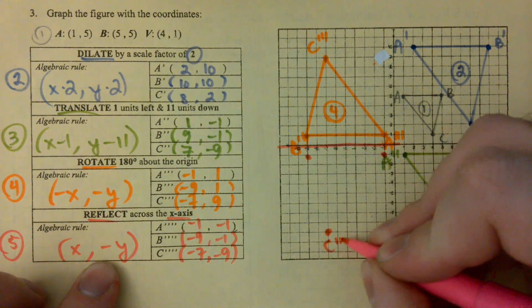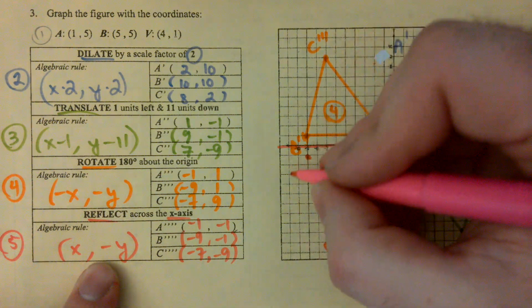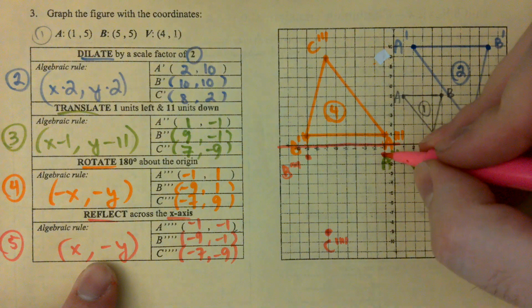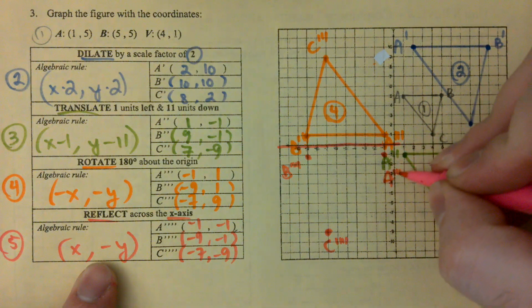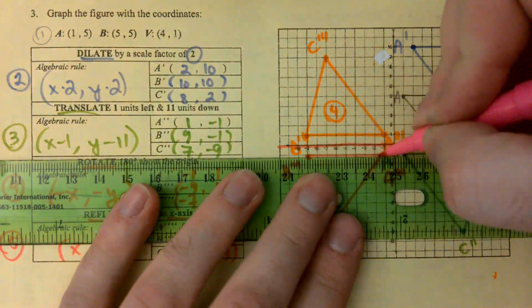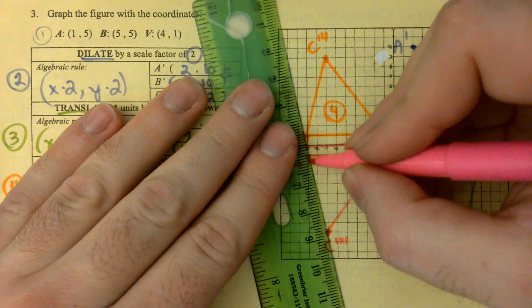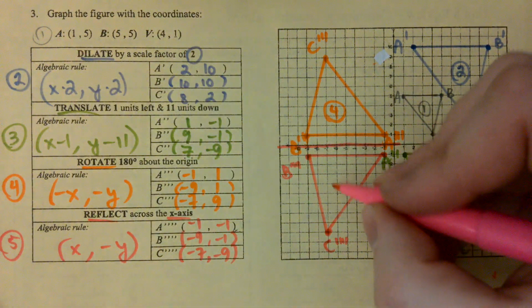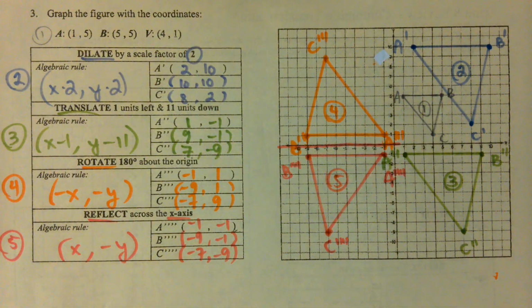There's C quadruple prime. B quadruple prime. And right here is A quadruple prime. It's kind of hard to see because I wrote my A double prime in the way, but hopefully you guys see what I did there. There we go. And that's my fifth triangle.